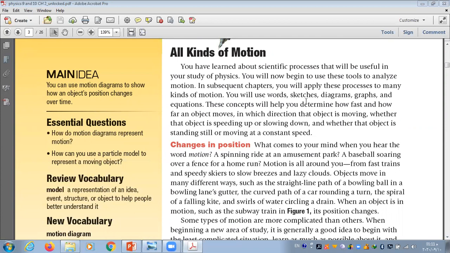Muhammad, types of motion. There are four types of motion. First is the linear motion, then the rotational motion, the periodic motion, and the circular motion. Excellent, excellent, Muhammad. Thanks a lot.